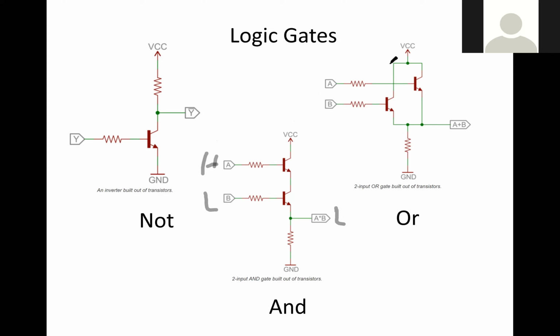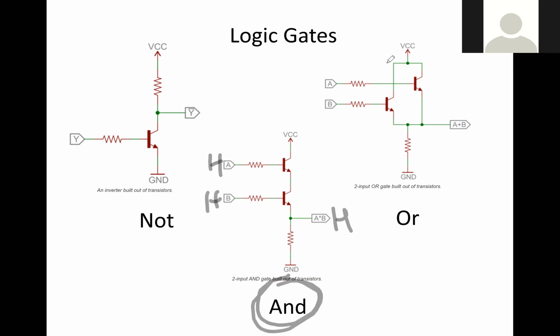If, on the other hand, this is high and this is also high, then this will be high. And then the other possibility is, if this is low and this is low, then this is going to be low. So the only way that you can ever get a high here is if you have both a high on this input and also a high on this input.